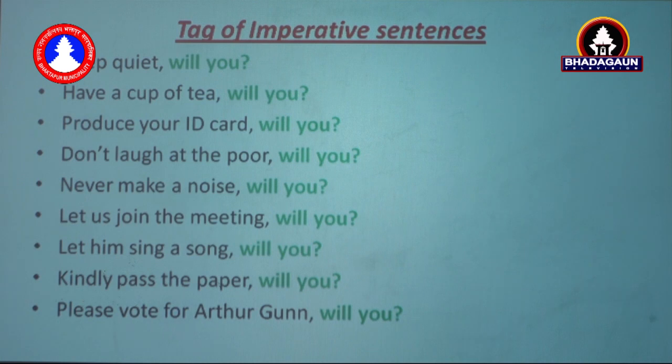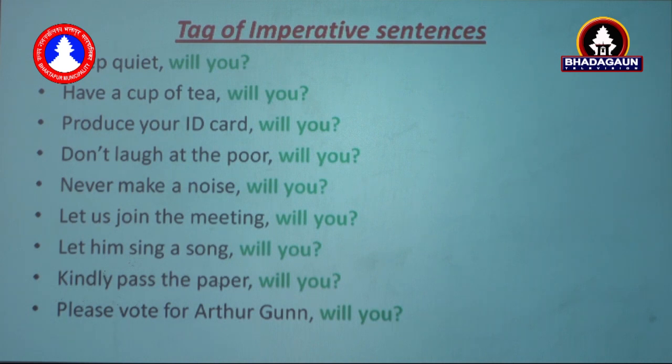If you observe these examples, you will see only one tag used in all types of sentences. Just see: keep quiet, will you? Have a cup of tea, will you? Again, the same tag. Produce your ID card, will you? Again, the same tag. Don't laugh at the poor. The statement is negative, but again the same tag is added there, that is, will you? Never make a noise, again the statement is negative, will you? Let us join the meeting, this is let us, not let's. Let us join the meeting, again the same tag is used, will you?